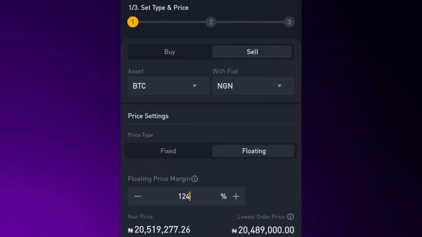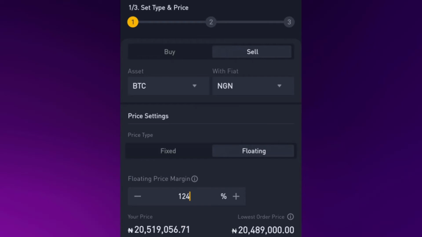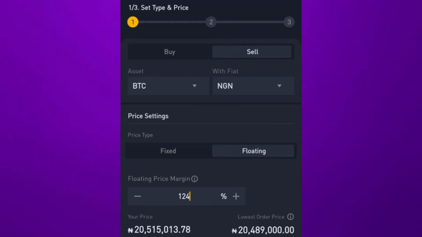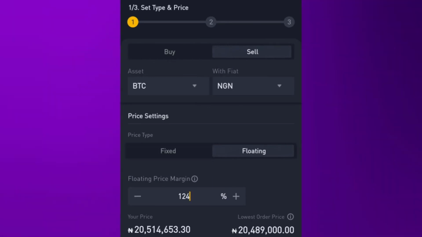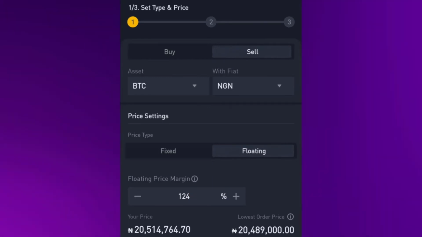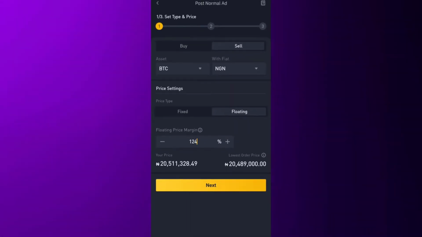Alright, so for this example, I'm going to be sticking with the floating price, but it doesn't mean that because I use floating, you need to use floating as well. You can use fixed and it will be totally fine. It works just as well. Okay, so after I'm done here, I click on next.